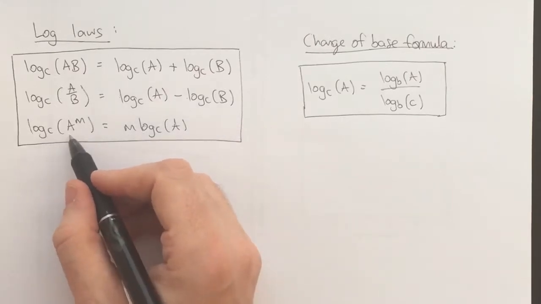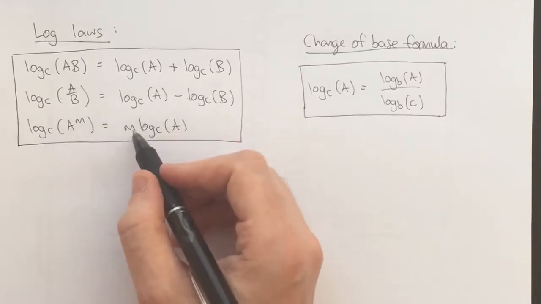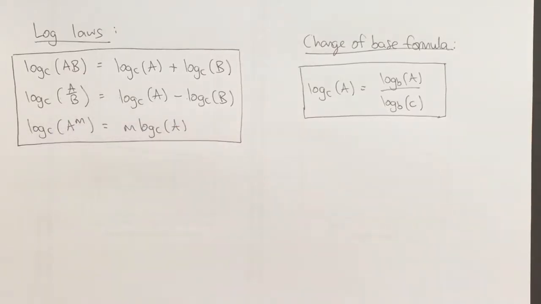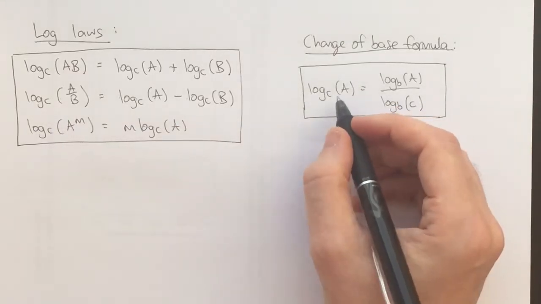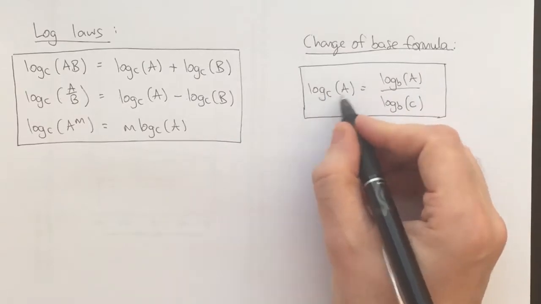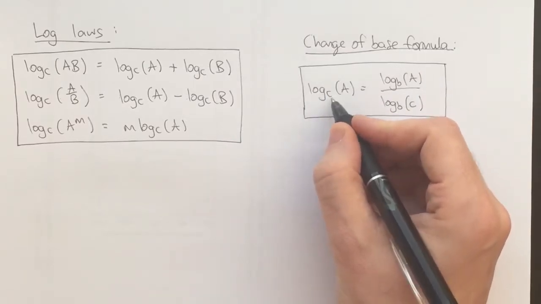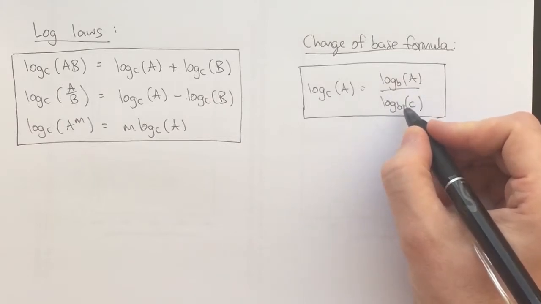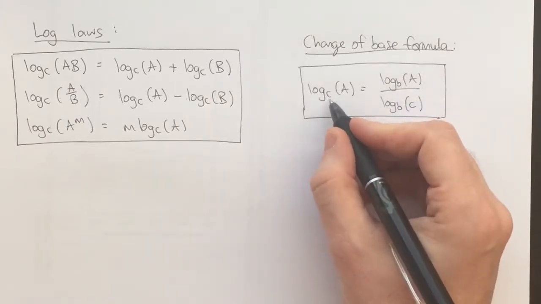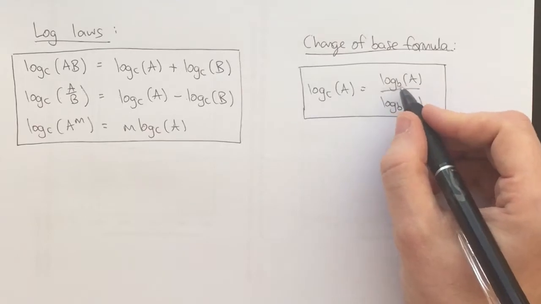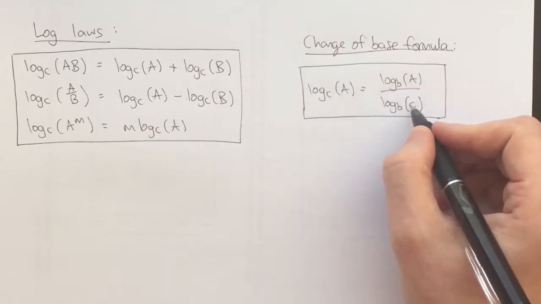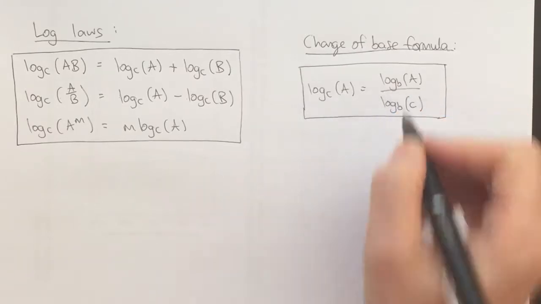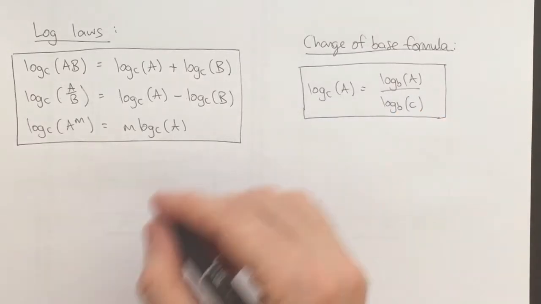And log to the base c of a to the power of m is equal to m times log to the base c of a, so that power m can come down. There's also the change of base formula, so if you have some log expression with base c, you can change it to have any base you want. So this b can be chosen to be anything you want, so that log to the base c of a can be equal to log to the base b of a divided by log to the base b of c. This c is the old base. And like I said, this b can be chosen to be anything you want.